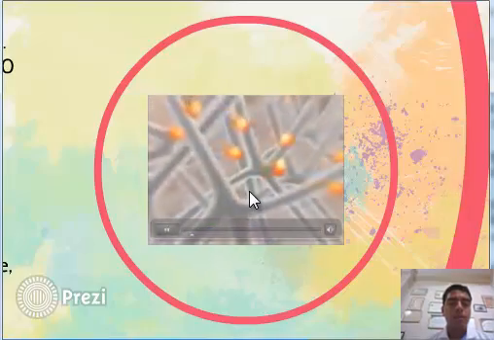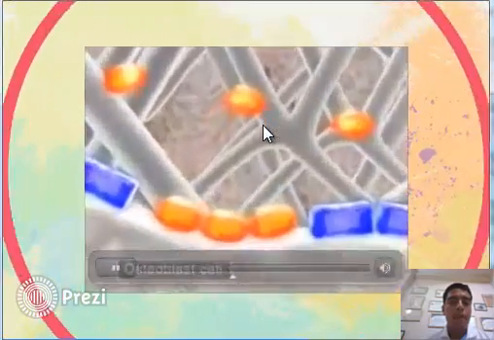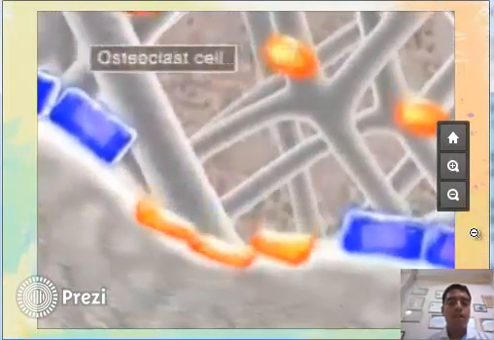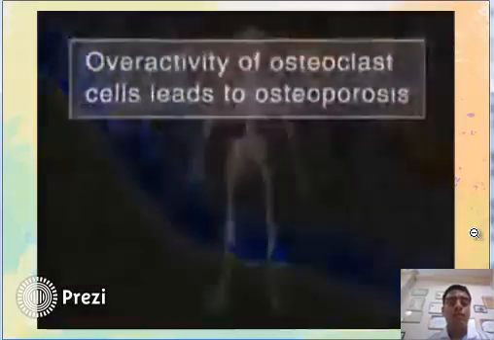Two essential cells are involved in the daily turnover of the bone: osteoblast cells and osteoclast cells. Overactivity of the osteoclast cells leads to osteoporosis.